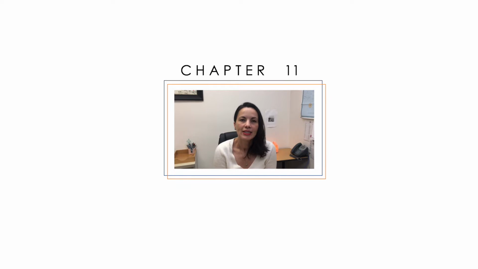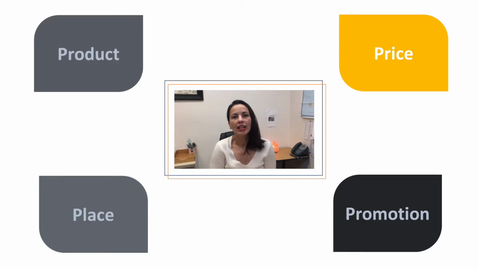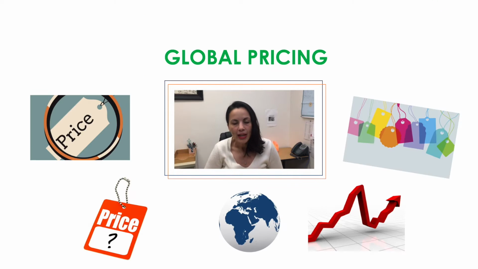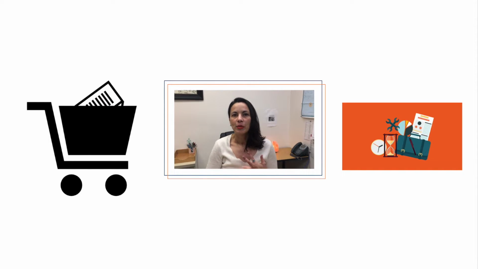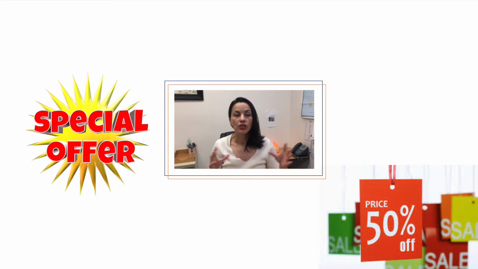Welcome to chapter 11. Today we're going to be talking about the second P of marketing, which is pricing, and in our case is global pricing. And this is also an important topic for us to take a look at because it's one of the most difficult things as a global marketer to overcome. Now, you can standardize the product, you can standardize the promotion, you can standardize the distribution, but pricing is very complicated when it comes to global marketing.